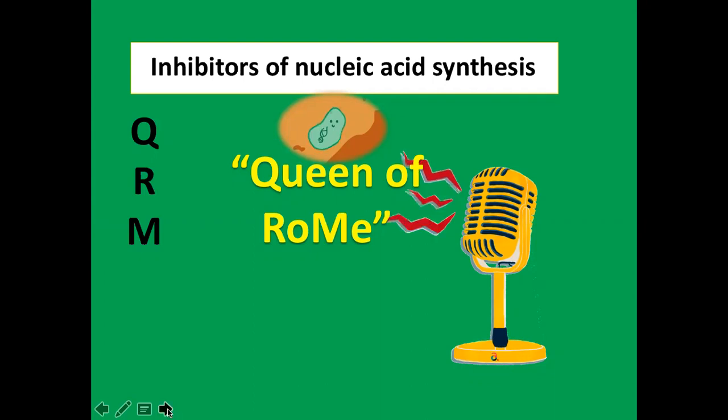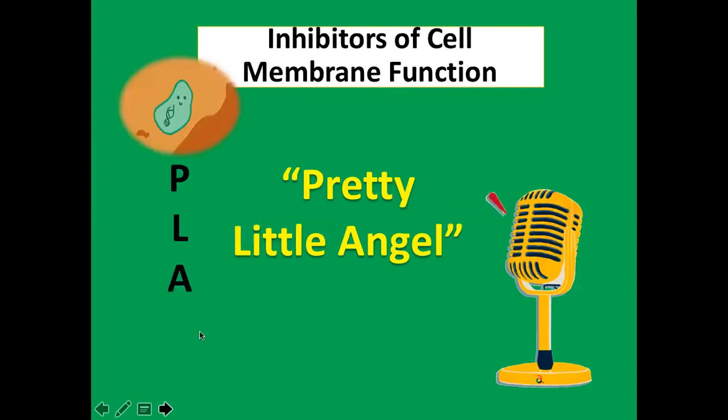Okay, so what about those antibiotics that are the inhibitors of cell membrane function? So you remember the mnemonic, Pretty Little Angel, that is PLA. What do the letters P, L, and A stand for? The P refers to the polymyxins. Letter L is for the lipopeptide group, an example is daptomycin. And lastly are the antifungals, such as the colistin.